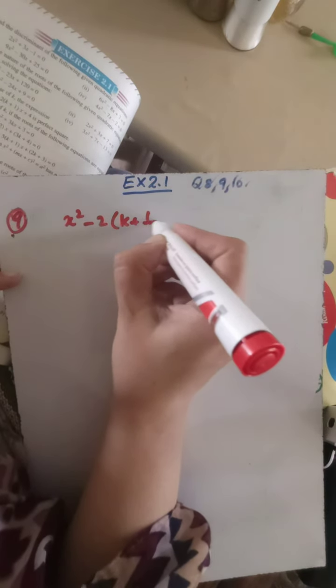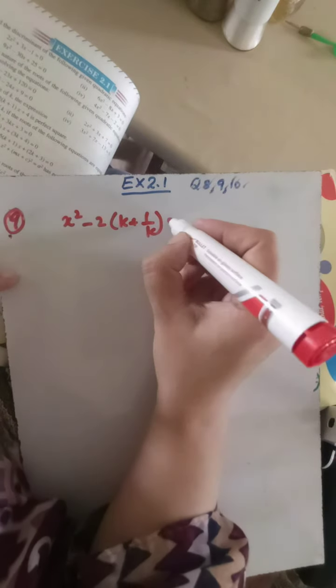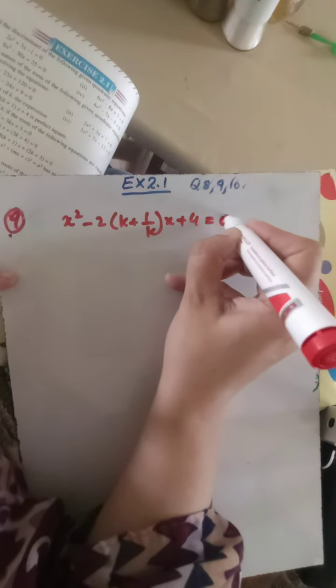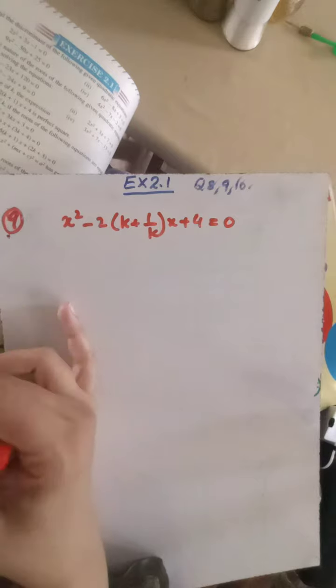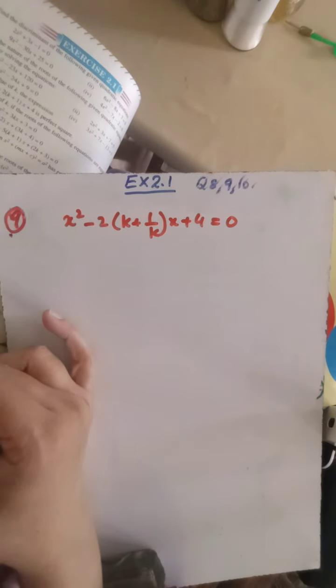So let me write the question first. Question number 9. The equation is x square minus 2(k plus 1 over k)x plus 4 is equal to 0. We have to prove that the roots are real. Now the solution.